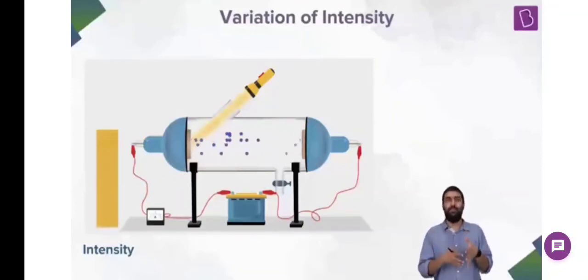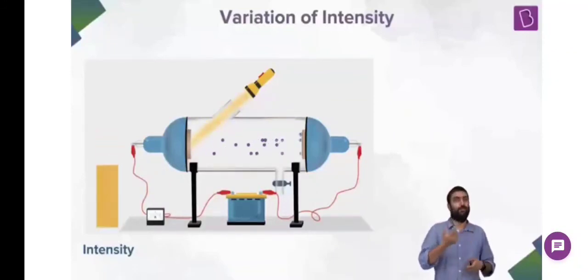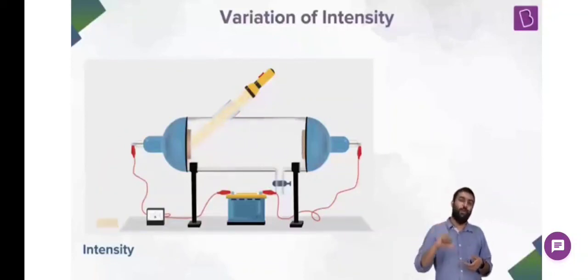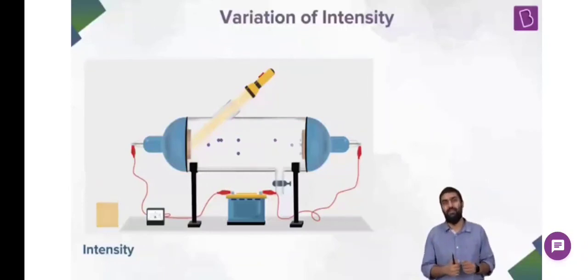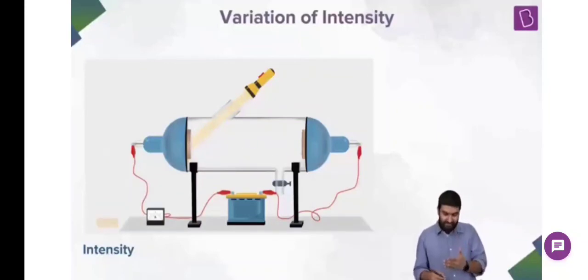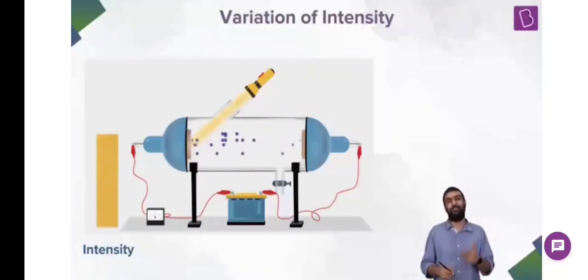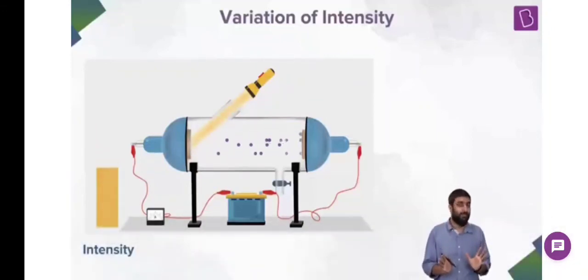On a general basis, what you can say is that if you have high intensity, you're going to have a higher current. Similarly, if you have a lower intensity, you will have a lower current reading in the ammeter. So current is proportional to intensity. Higher the intensity, higher the current; lower the intensity, lower the current. That's the key takeaway. But for all of this to happen, what should happen?